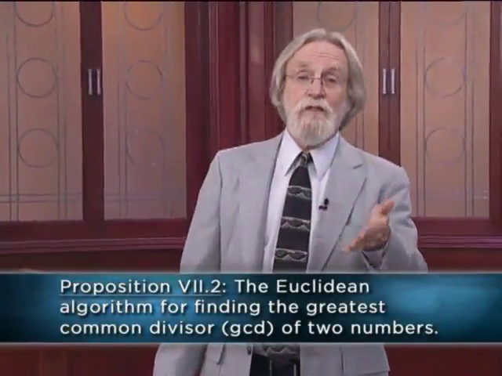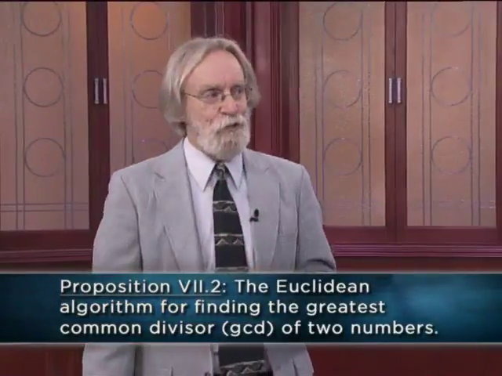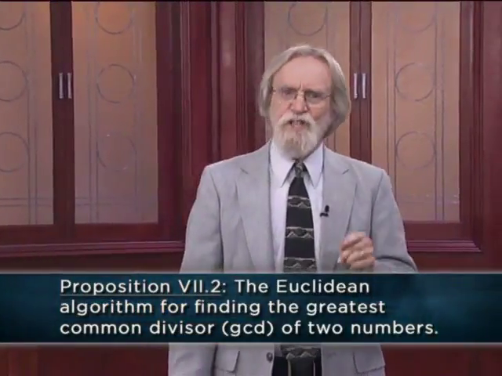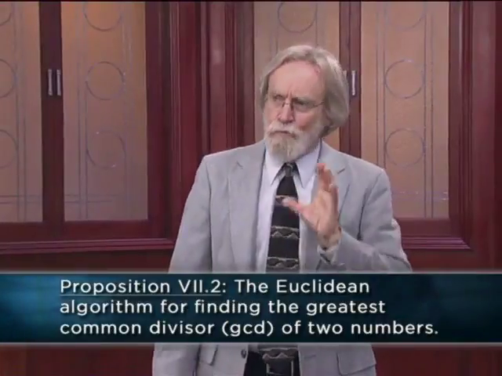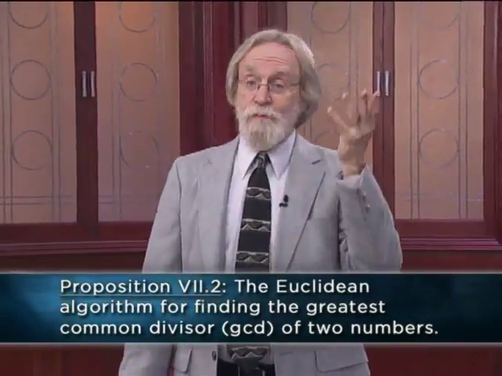In proposition 2 of book 7, Euclid proves the Euclidean algorithm. He introduces and proves this is a method for finding the greatest common divisor of two numbers, the GCD as it's called, the greatest number that divides into both. So if I wanted the GCD of 12 and 20, what I'm asking is, what's the biggest number that commonly divides into both 12 and 20? That's easy, right? That's 4. You don't need any special algorithm for that.